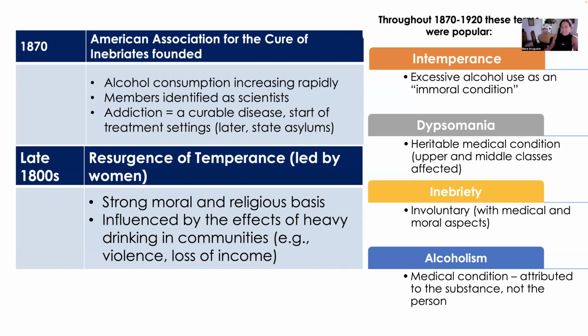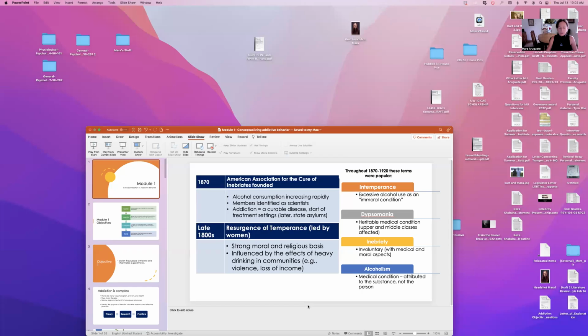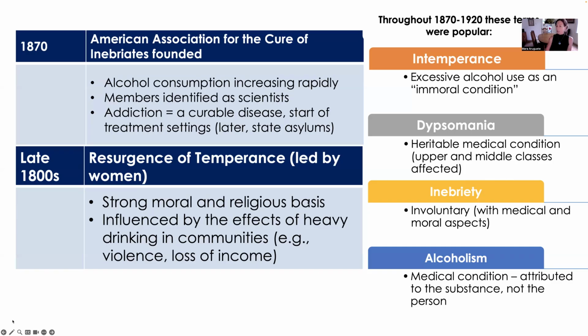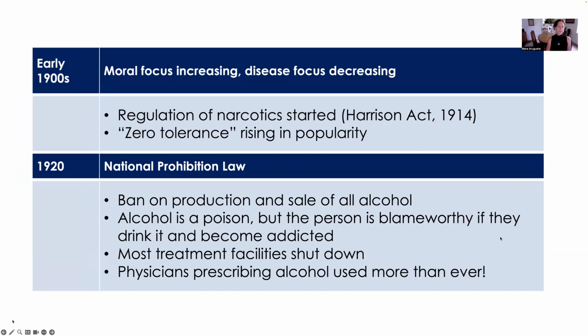basis. They basically said, look, we're dealing with all this family violence, wives and children getting beat up, and all this violence in the community, and all this loss of income, dealing with drinking, and drinking's just got to stop, and we're not able to treat it, and it's not really treatable. So what has to happen is that it has to just be not available. We gotta make it illegal. And so from there, we're gonna get the National Prohibition Law.